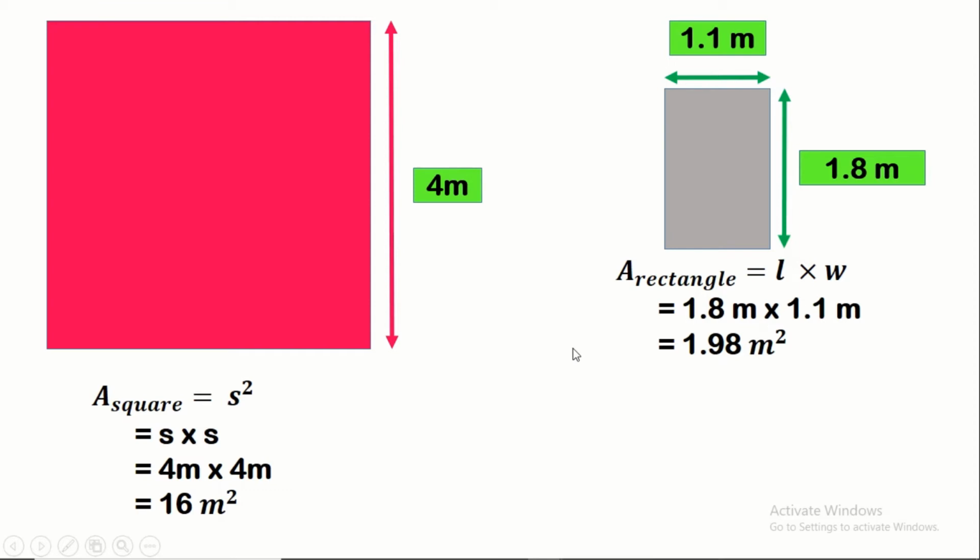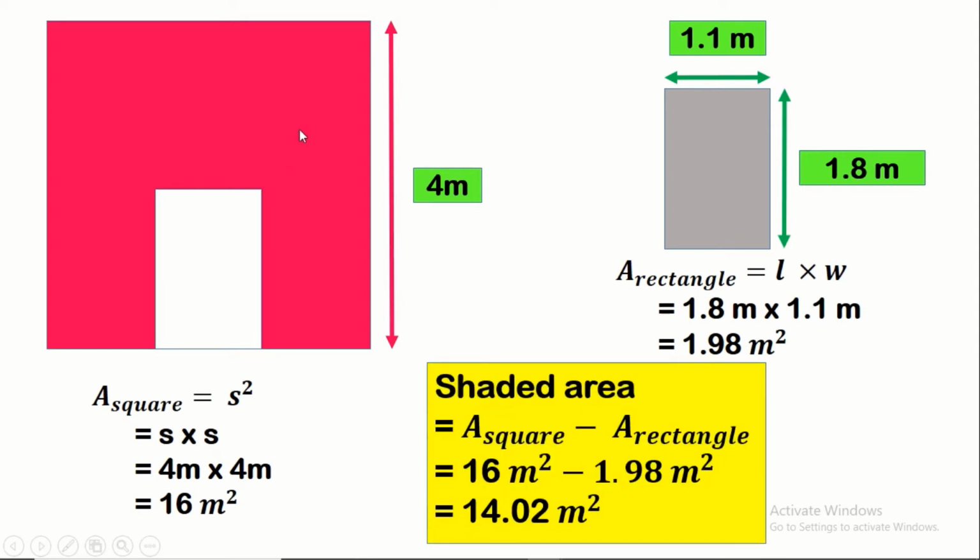Well, let's think about it. If we have a wall and we want to paint this wall without a door having the same measures as this rectangle, shouldn't we paint all of this wall without the door? So the shaded area in this case will be the area of the square, which is the wall, minus the area of the rectangle, which is here 1.98 meters squared. So we just subtract them. 16 meters squared minus 1.98 meters squared gives us 14.02 meters squared.